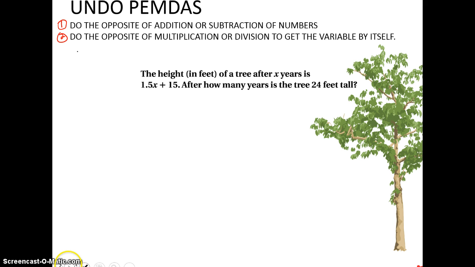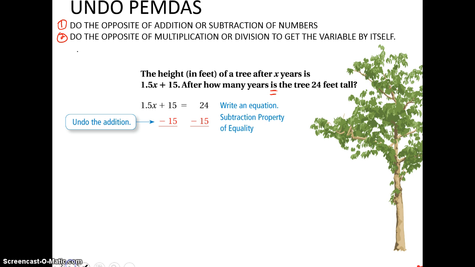Here's our first prompt. The height in feet of a tree after x years is 1.5x plus 15. After how many years is the tree 24 feet tall? The "is" in this case will become our equal sign. So we set up our equation: 1.5x plus 15 equals 24.